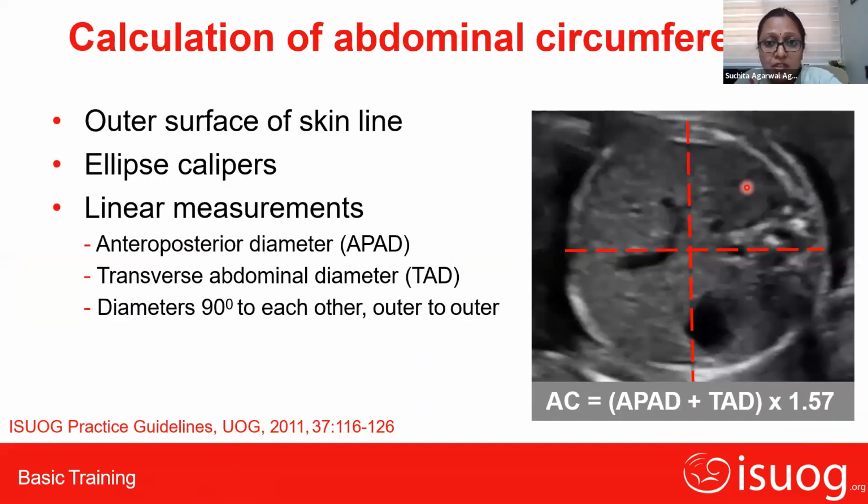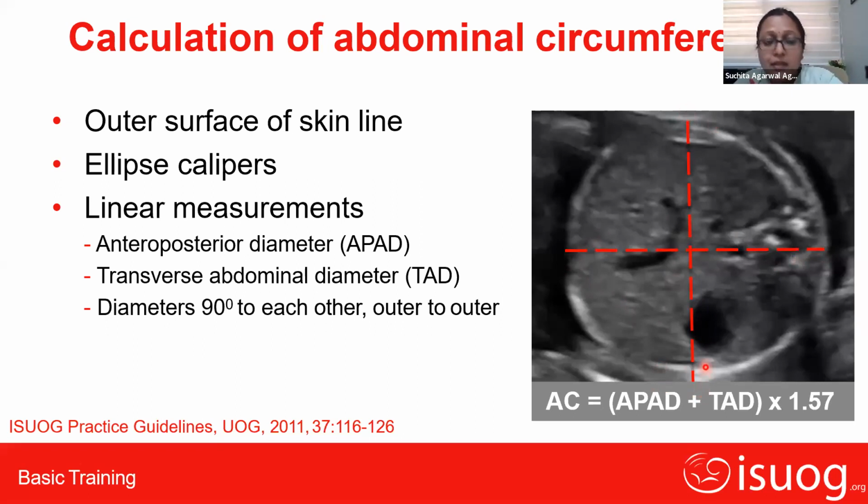So how do we calculate? There are two methods. Either the ellipse caliper method or the linear measurements. And how do we measure? We measure from the outer surface of the skin line. We take it from the skin. We don't take it from the bone. We take it from the skin, from one end to the other end of the skin. Again, from one end to the other end of the skin.